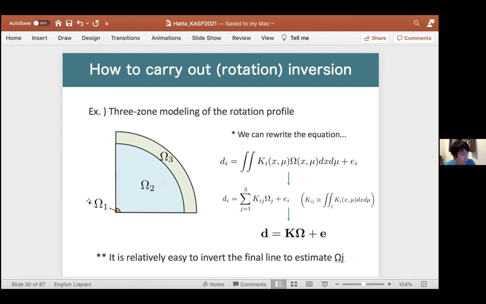Based on this assumption, we can rewrite the equation we saw in the last slide like this. And finally, we obtain the matrix equation. Here E is the observational uncertainties. It is relatively easy to invert the final equation to estimate omega j, because now the number of what we have to estimate is just 3.